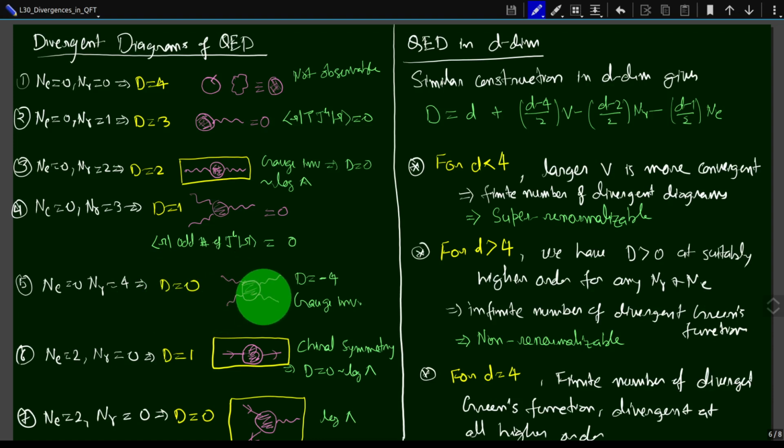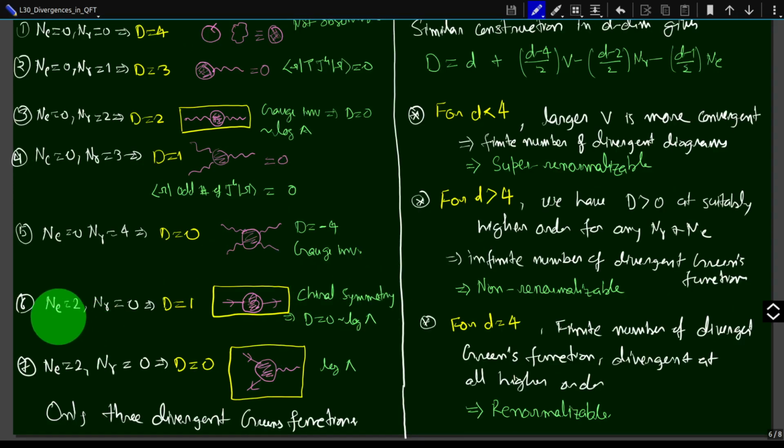And this kind of diagram, one diagram I drew in the previous slide, which has a fermion box in between, should have D equal to 0, but because of gauge invariance, it has D equal to -4. So this is a perfectly convergent diagram, not to worry. Then it comes to N equal to 2 and gamma 0. So that has degree of divergence 1. And this is a diagram.